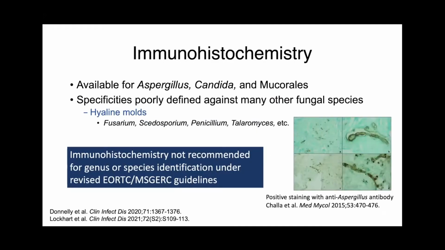Now, immunohistochemistry can also be used. It's available and has been for some time for Aspergillus, Candida, and Mucorales. However, the specificities are poorly defined against many other fungal species, including several members that are part of the hyaline molds that are also very difficult to distinguish just purely on morphological characteristics seen within tissue. Because of this, immunohistochemistry is not recommended for genus or species identification under the revised EORTC MSGERC guidelines.